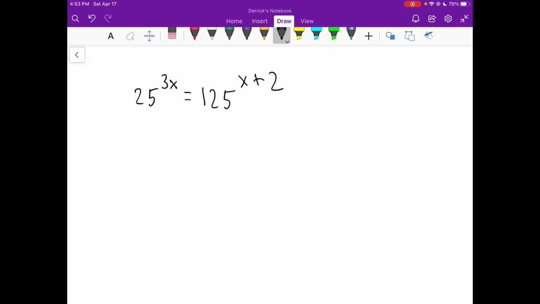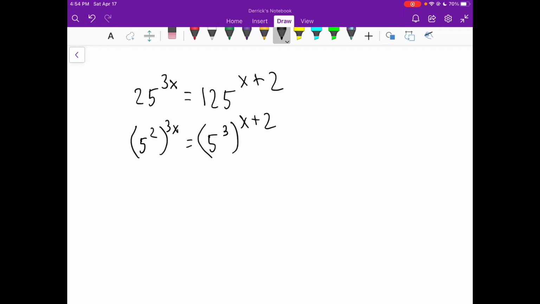For example, in this scenario, you might notice that 25 could be expressed as 5 squared, and 125 is the same thing as 5 to the third. So if I were to show that, and write this as 5 squared to the 3x power equals 5 to the third to the x plus 2 power, well then now what we've done is we've created an equation where we have a single exponential term on either side of the equal sign and their bases match up.